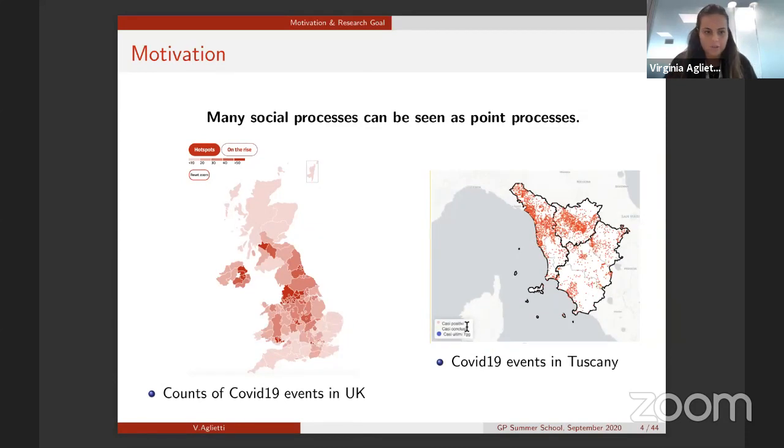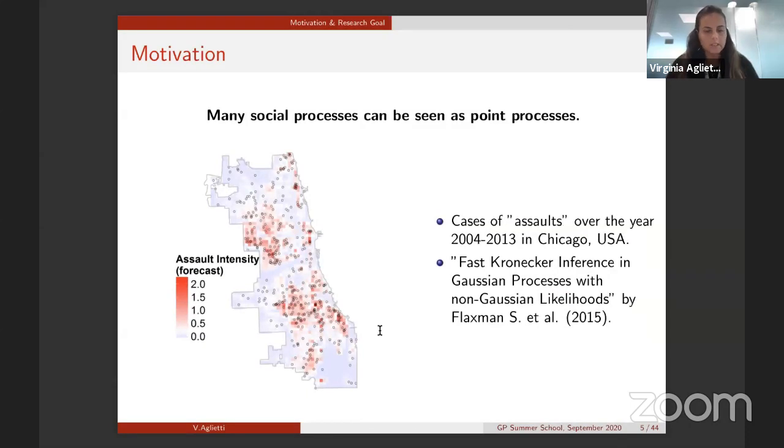Maybe you're more familiar with these maps. These are quite recent maps. They are displaying on the left the counts for events of COVID-19 in the UK, and so we are speaking about number of events. While on the right, you can see a map, and I couldn't find one for the UK. This is a map of Tuscany, a region where I'm from in Italy, and you can see in red the exact geolocation for COVID events back in March. Another example that is different from diseases is given in this map. So you can see here in black the cases of assaults in the city of Chicago in the years 2004-2013.